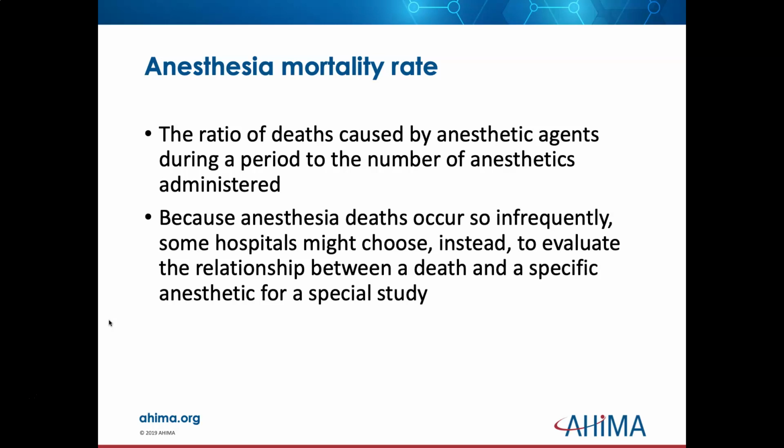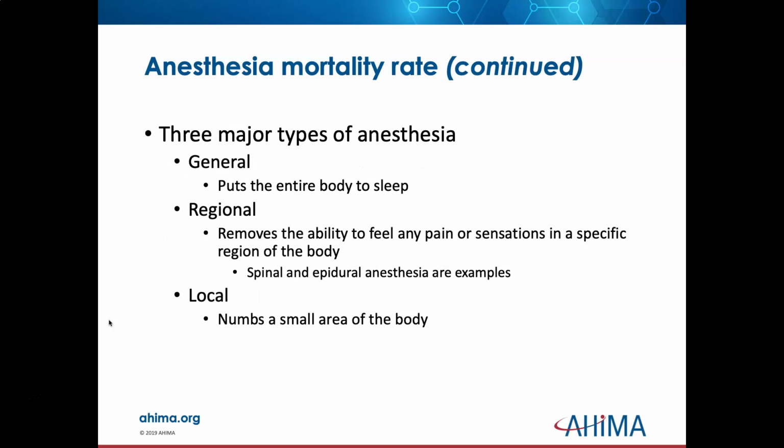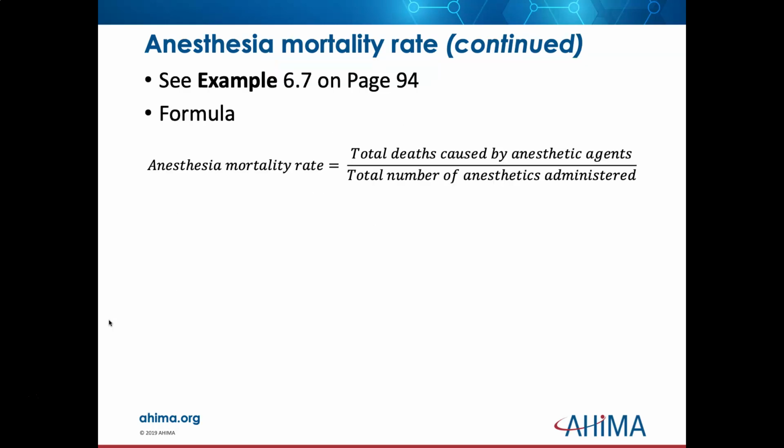All right, anesthesia mortality rate. This is the ratio of deaths caused by an anesthetic agent during a period as compared to the number of anesthetics administered. Anesthesia deaths occur so very infrequently that some hospitals might choose instead to evaluate the relationship between a death and a specific anesthetic. There are 3 major types of anesthesia. There's general, regional, local. Spinal and epidural are examples of regional anesthesia, in case you were wondering about that. If you look on page 94 in your textbook at example 6.7, that's a really nice one to walk you through how this formula works.